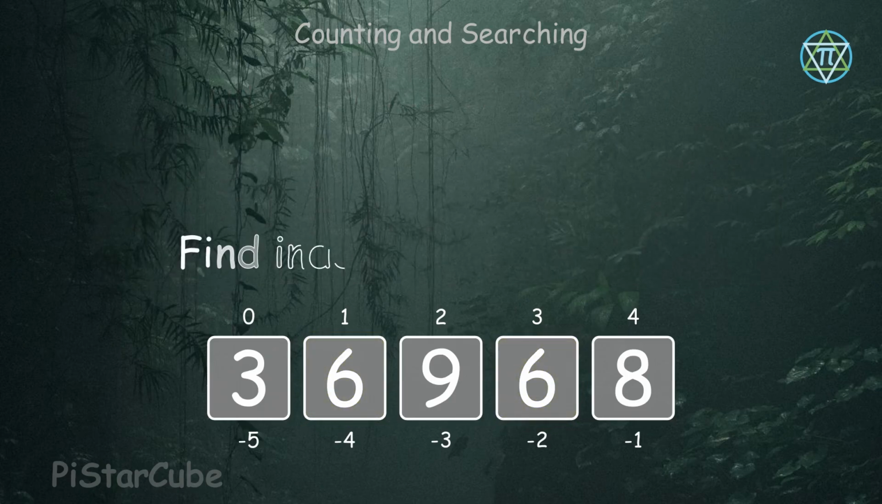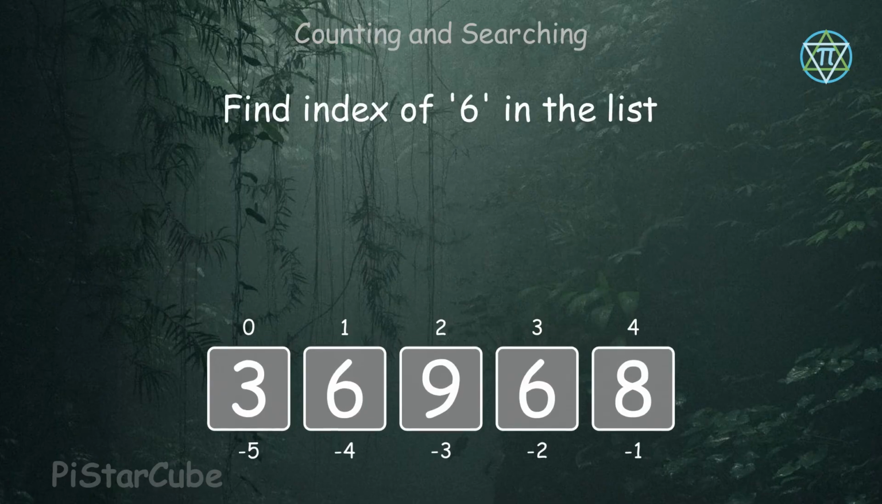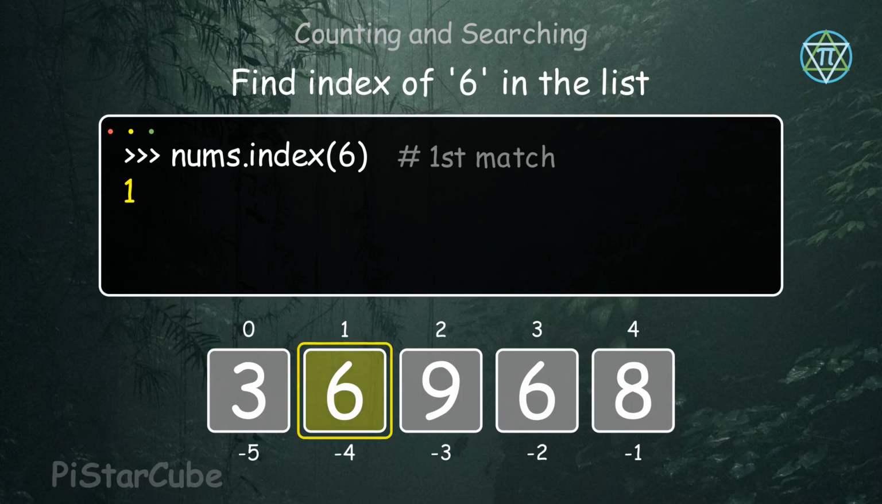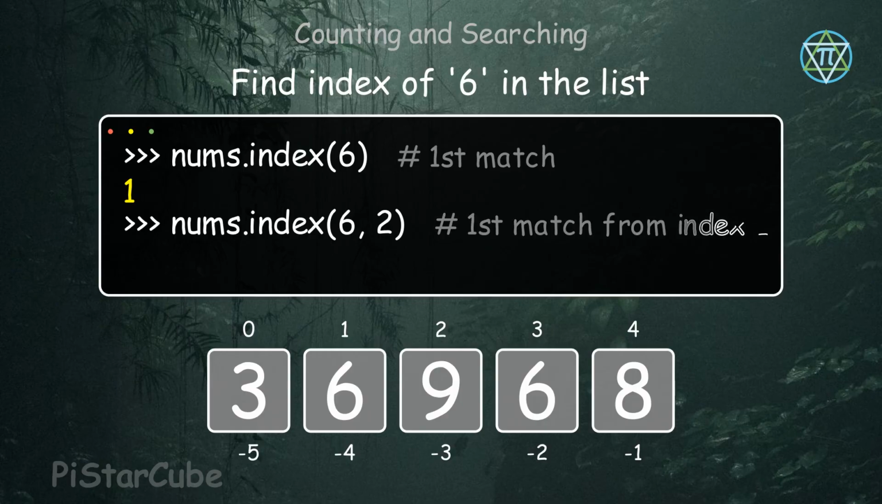Next, let's find the position of an element using the index method. Calling nums.index(6) returns 1, the index of the first occurrence of 6. We can also search from a specific position. nums.index(6, 2) starts the search from index 2 and finds the next match at index 3. This helps when the same value appears multiple times in a list.